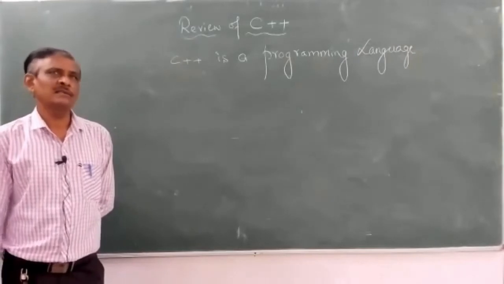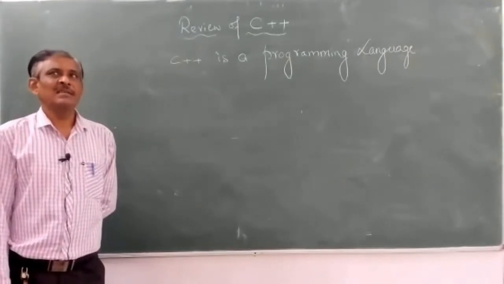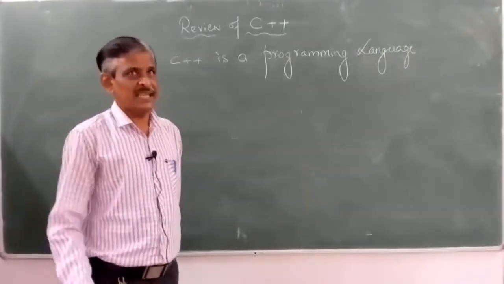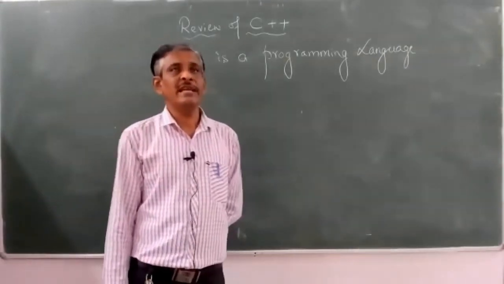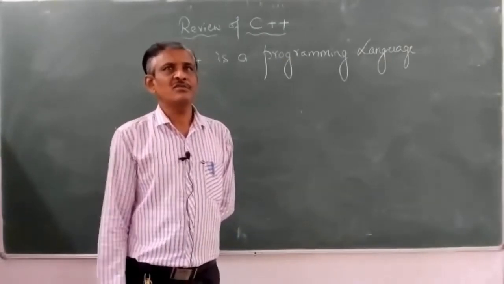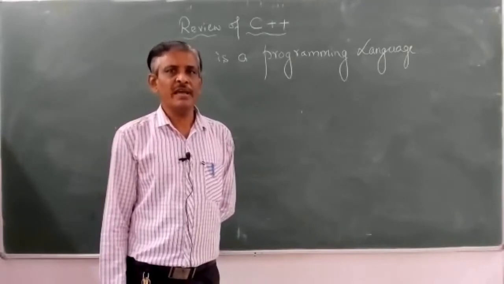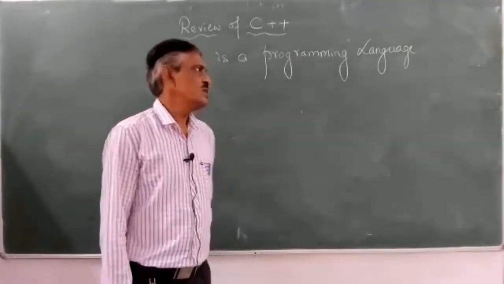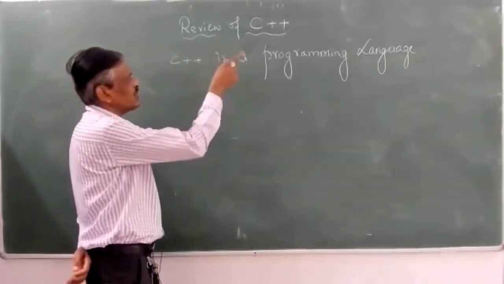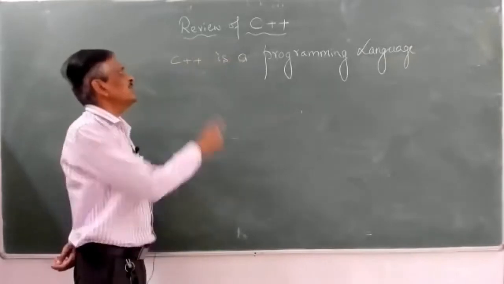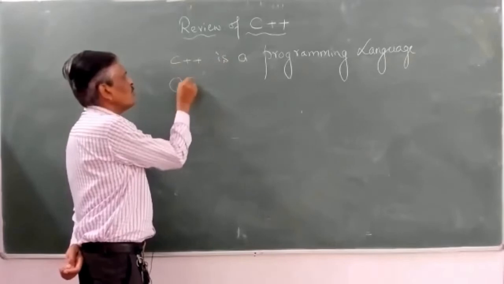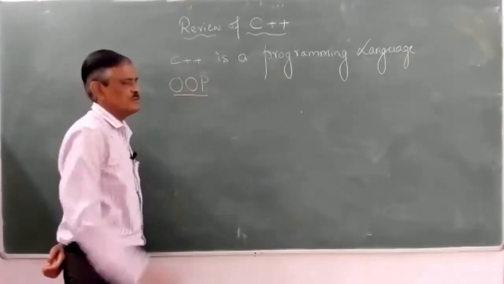As you all know, in programming languages, the changes have been going on right from the invention of computers to present days. It means right from the 1940s till today, the software has changed. The way of programming has changed. So in general, C++ is a programming language. In particular, C++ is an example of an object-oriented programming language.